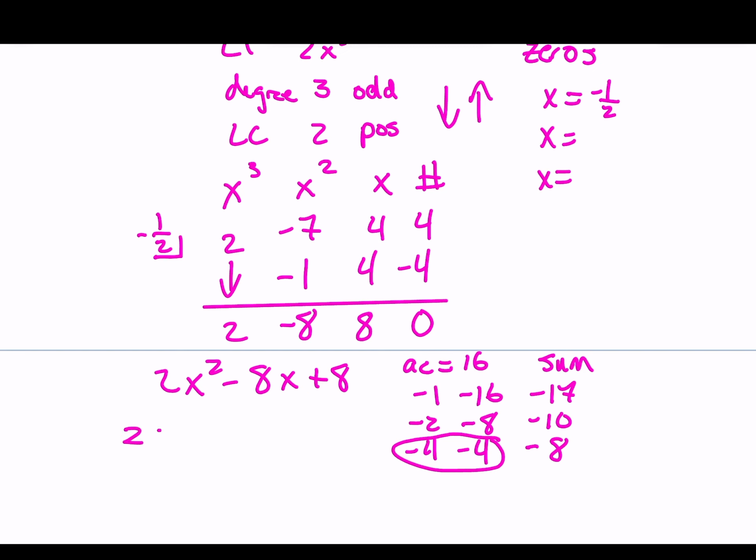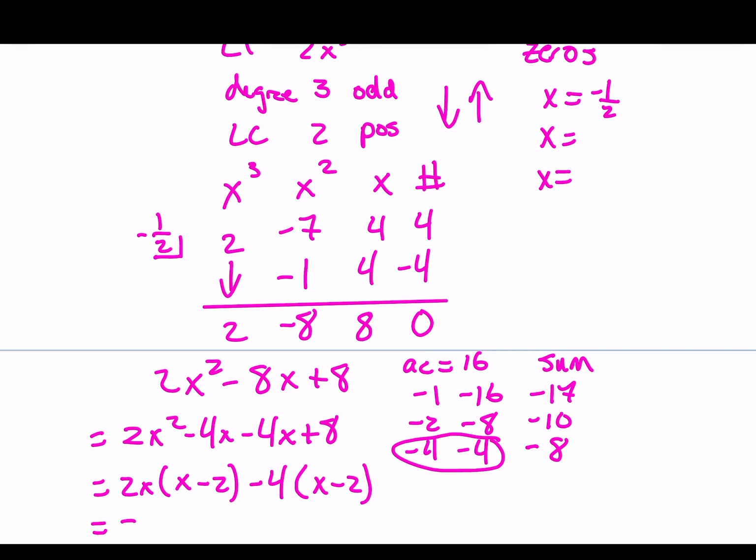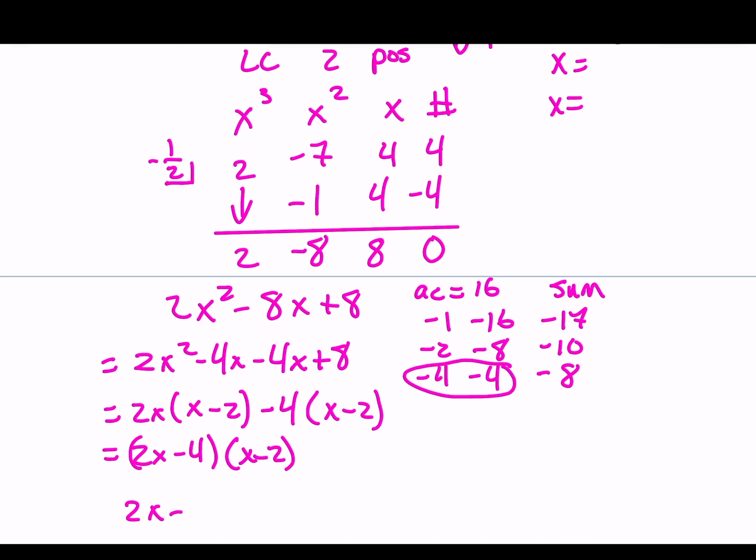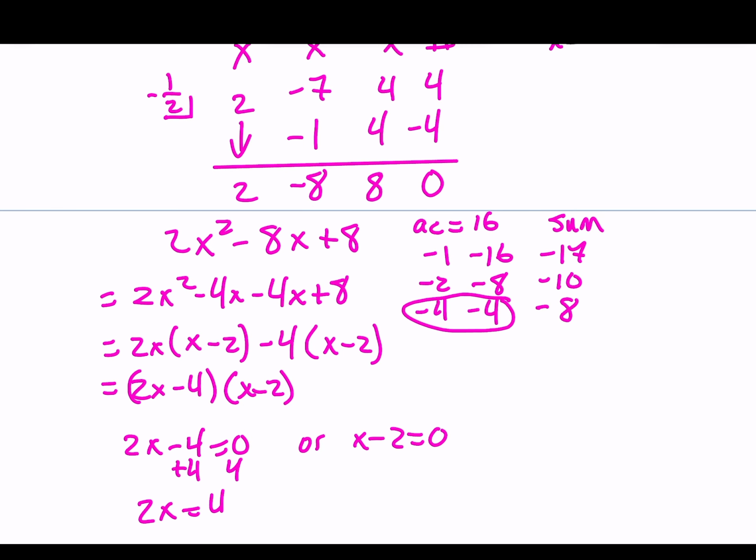and we get 2x squared minus 4x minus 4x plus 8. In the first grouping, we can factor out a 2x and get x minus 2. In the second grouping, we can factor out a -4 and get x minus 2. And so we're left with 2x minus 4 times x minus 2. So our other zeros would happen when 2x minus 4 is equal to 0, or when x minus 2 is equal to 0. We can add 4 to both sides to get 2x equals 4. Divide both sides by 2, so x equals 2, or add 2 to both sides here, x equals 2. So we got x equals 2 in both cases.